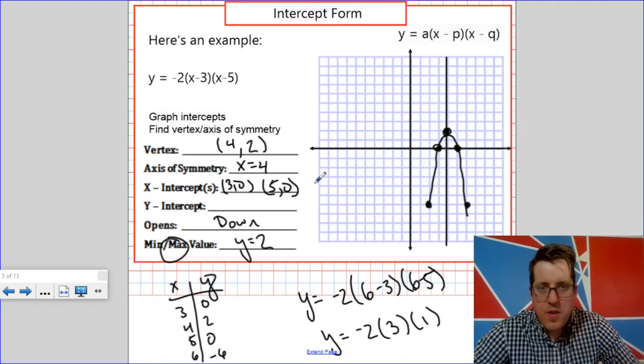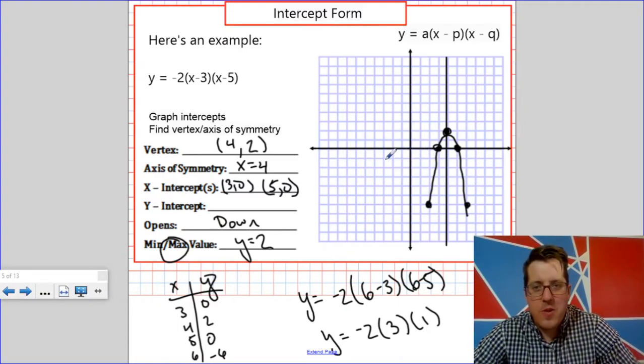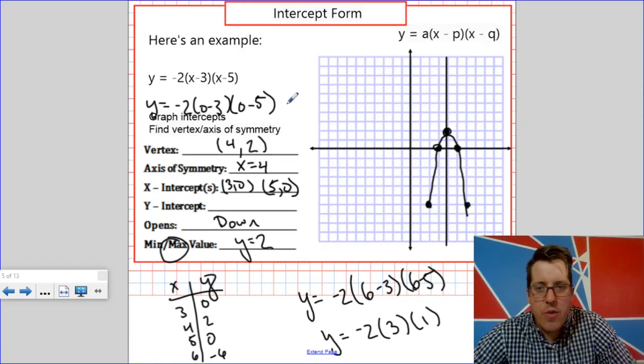So I filled in some of the information there, and I did my best to make a graph. The last piece of information that we need is the Y-intercept. So remember, the way you find the Y-intercept is by setting x equal to 0 and then solving. I think when I do that, I get a y value of -30. So my y-intercept is 0, -30.